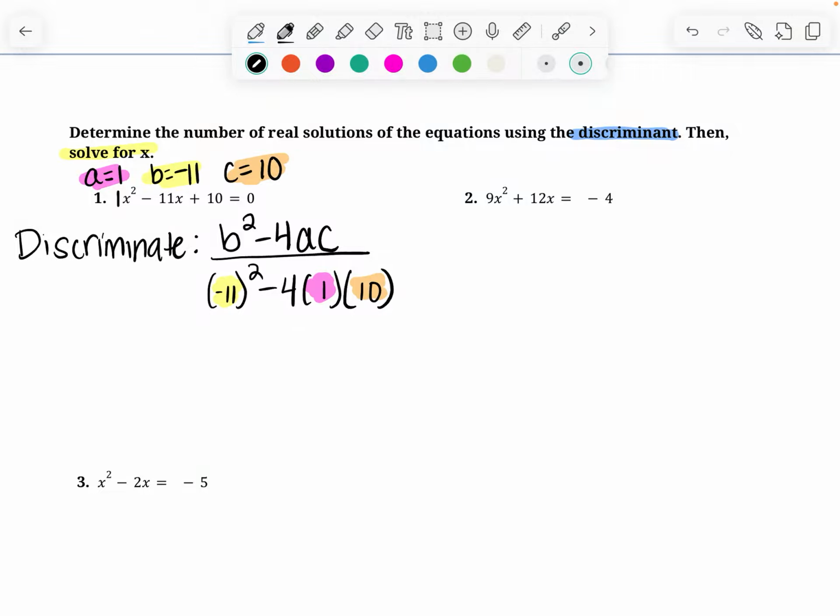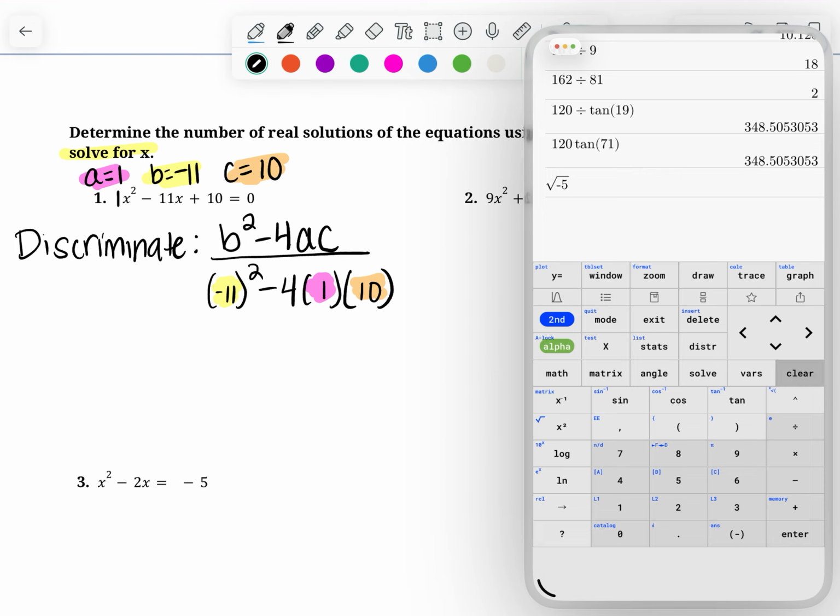And then we can put that right into our calculator just like we see it. So we're in a parenthesis, negative 11.